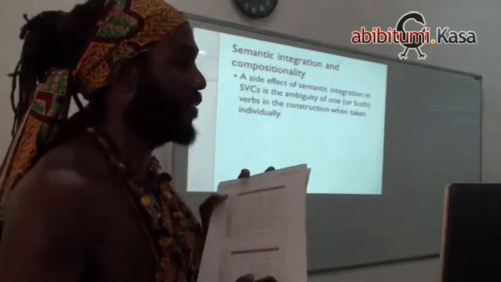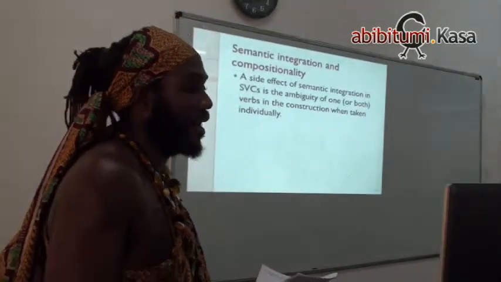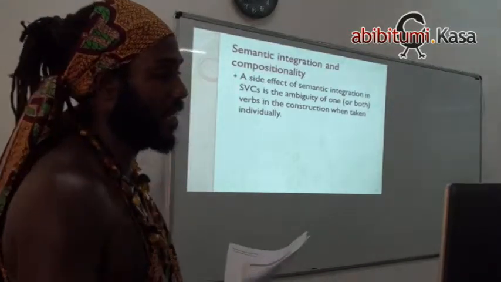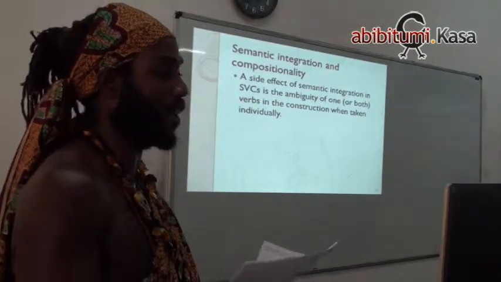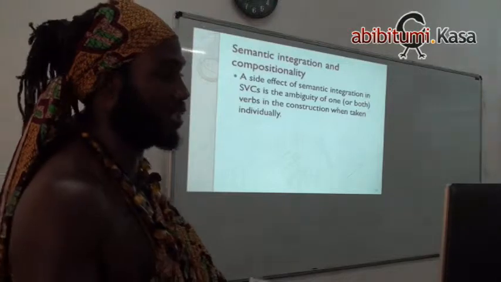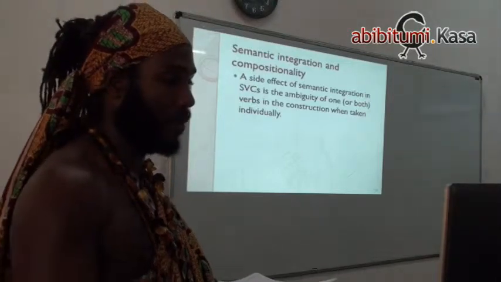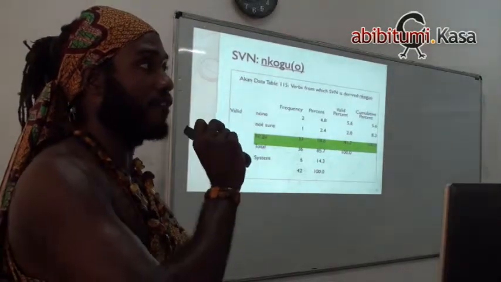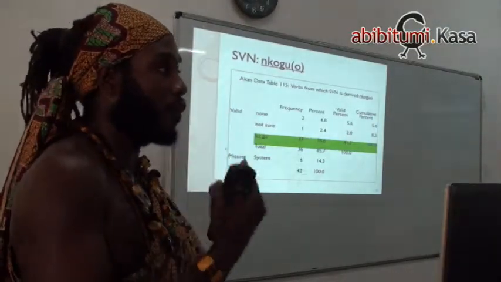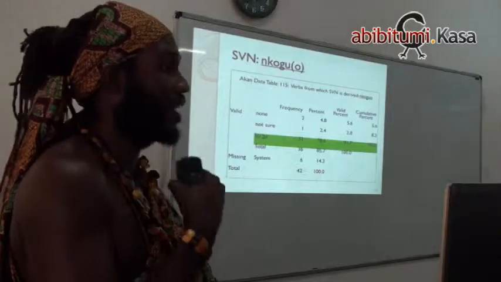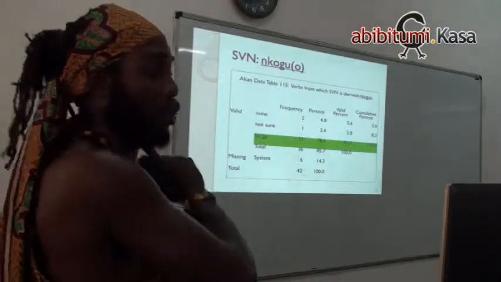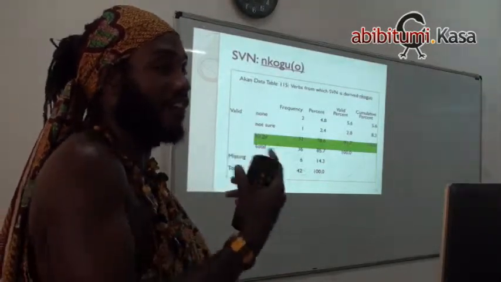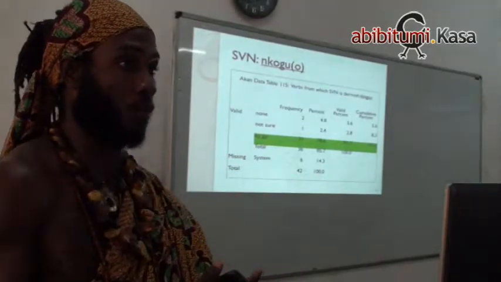So let's deal with semantic integration and compositionality. A side effect of semantic integration in SVCs is the ambiguity of one or both verbs in the construction when taken individually. What we're saying essentially is that the meaning of this one and that one, for a lot of speakers, the pattern was that they don't mean anything unless they occur with the other one. Or even if they mean something, it's very hard for us to agree on what they mean.